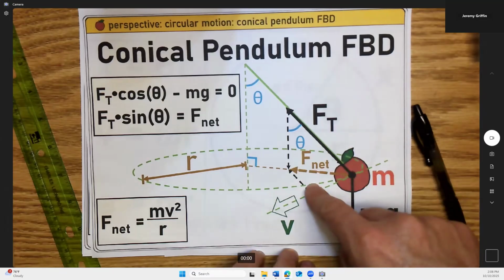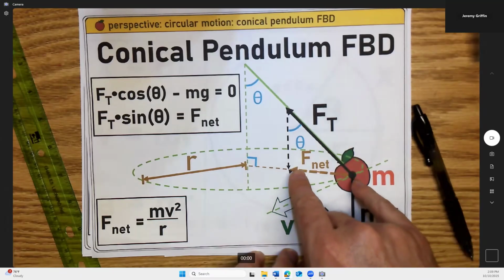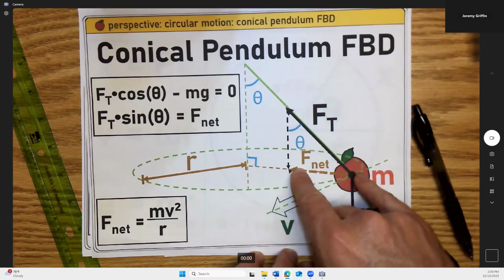No, because it's moving on a curved path. Right? It's always changing direction. So there must be a net force. In fact, that net force is called a what kind of force? Starts with a C. Centripetal. You guys see centripetal force, right?